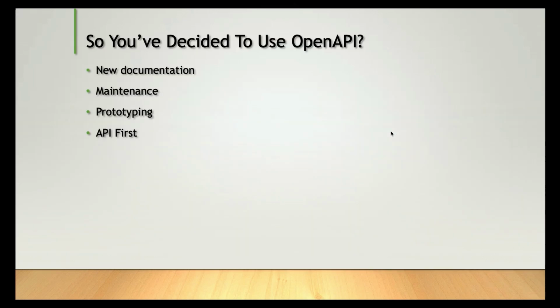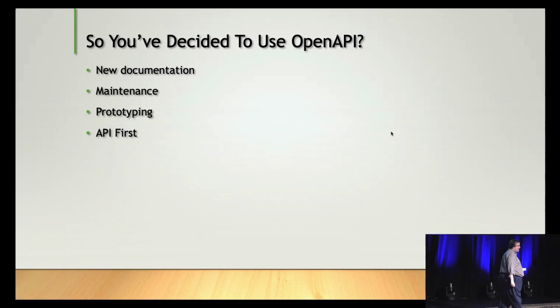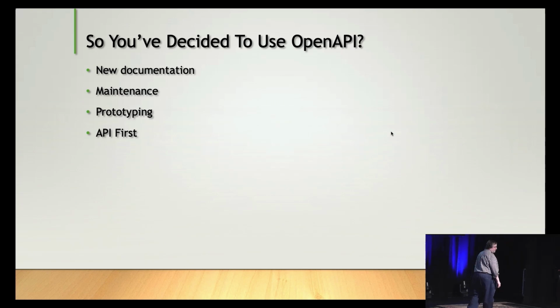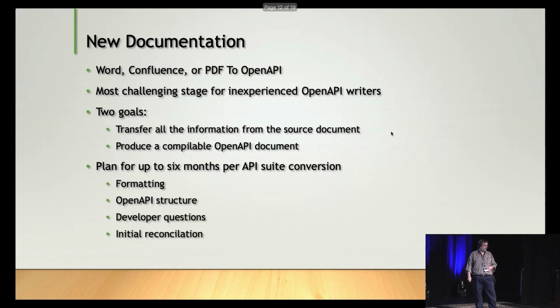So you've decided to go OpenAPI. I think it's the right decision. It creates a very modern API suite, and there are four stages to it. You can use it for, and this is usually a hierarchy, new documentation, maintenance, specifications, prototyping, and API first. And I'll explain each one of those in turn.